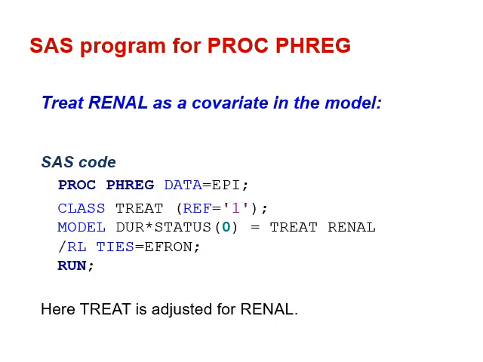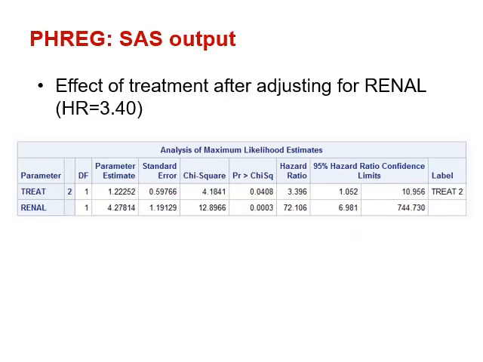With a larger sample size, we could have also included renal as a covariate in the model, as you can see here. And this is the output. You can see that we have now two variables, treat and renal. We may be interested in the effect of treat after adjusting for renal, and the odds ratio and confidence interval is shown here.